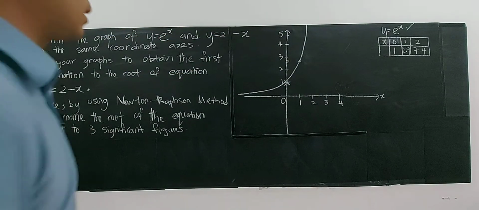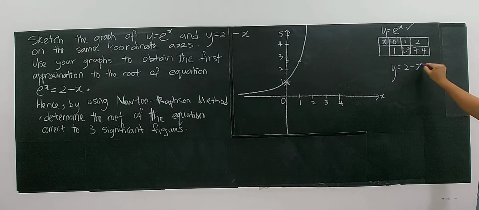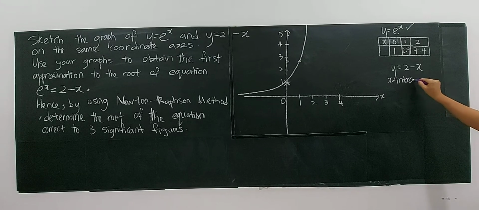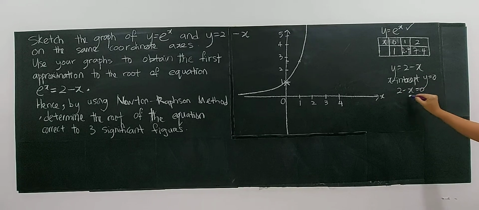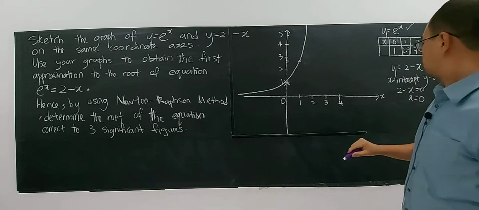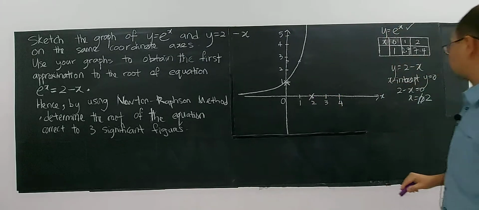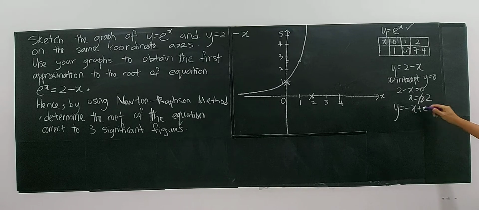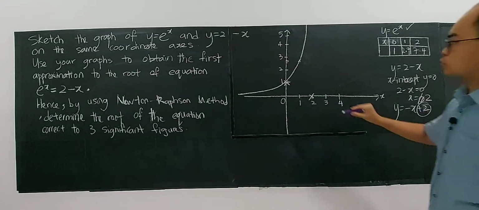Later we sketch this graph also: y equals 2 minus x, the linear graph. This one is easy. As long as you have 2 points, you can find the x-intercept. For the x-intercept, y will be 0, so 2 minus x equals 0, so x will be 2. This is your x-intercept. For the y-intercept, I can rewrite y equals 2 minus x as y equals mx plus c, so your c here is 2. 2 minus x is negative x plus 2, so the y-intercept is also 2.